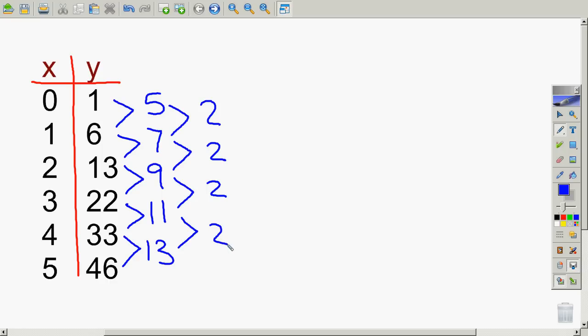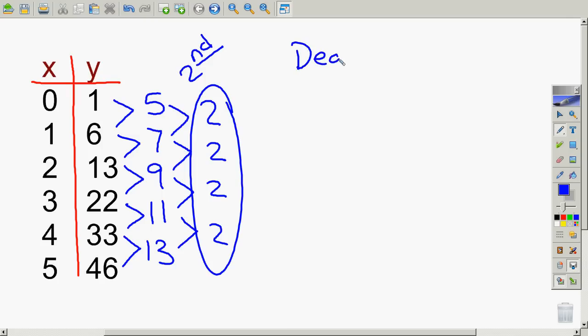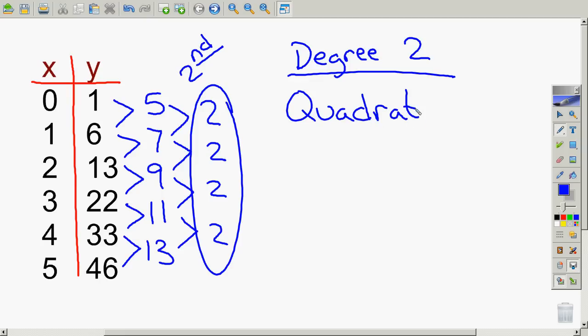And this was the second difference. That's all the same, the second difference. So we know it's a degree 2. A degree 2. And degree 2 functions are called quadratics. We learned that just after Christmas break.